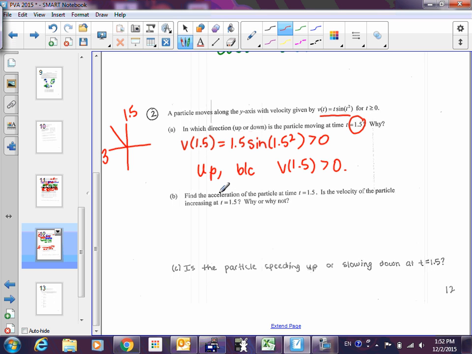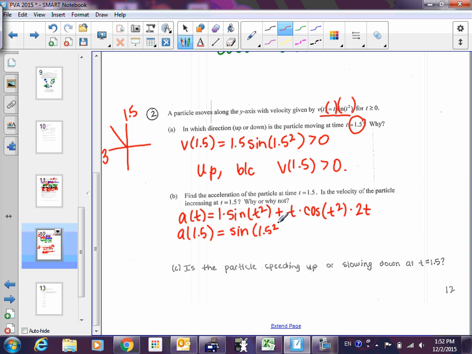Okay, part B, find the acceleration at time t equals 1.5. So first we just need to find just what acceleration is. So again, by hand would be product rule. Derivative of t is 1 times sine of t squared plus just regular old t. And now when you take derivative of sine of t squared, you got to take derivative of the sine part, leave the t squared alone, and then go times the derivative of the inside. Exactly. And then plug in 1.5. Now you definitely need a calculator to do this.